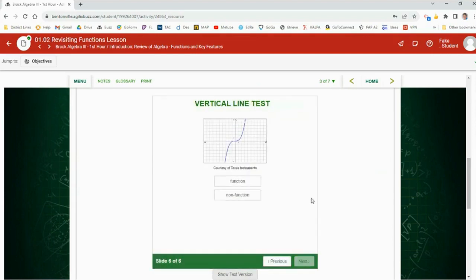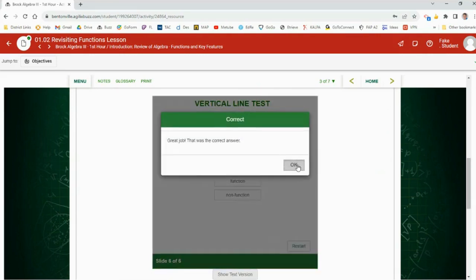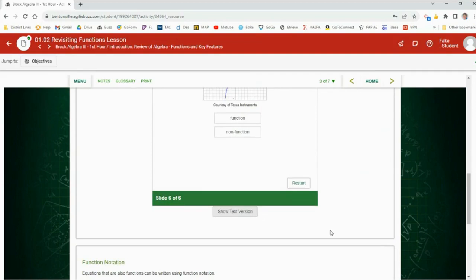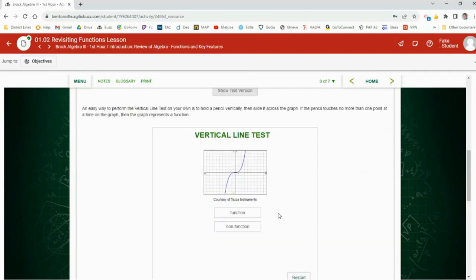Our last one. How about this? This is like an x to the third, an x to the third type equation. But yes, it's a function because it's still only going to touch in one place. All right, you guys got the idea of functions with graphing especially.